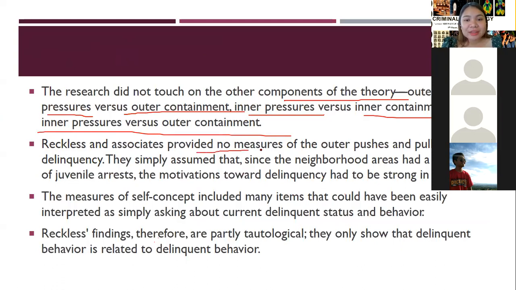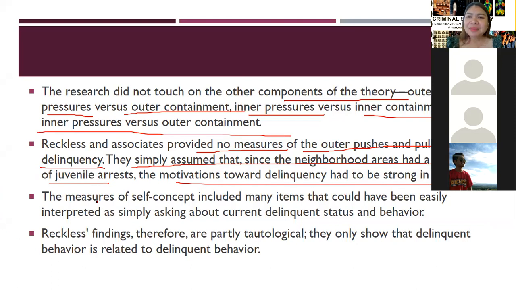Reckless and Associates provided no measures of the outer pushes and pulls towards delinquency. They simply assumed that since neighborhood areas had a high rate of juvenile arrest, the motivations towards delinquency had to be strong in that area. Wala man nila gintanaw sa area nga ginstadihan nila kung taas man gid ang mga negative influences nga ara dira. Gin-assume na lang nila because they saw nga ang crime rate taas sa ina nga lugar. Well, kung ang crime rate taas, hindi man nabuot silingon nga ang mga negative influences dira taas man, di ba? So, another criticism that we can throw in this theory.